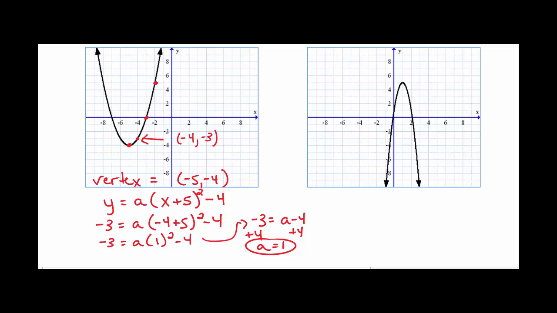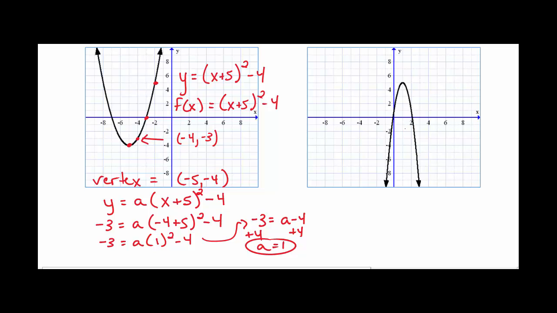So the final equation to this would just be y equals (x plus 5) squared minus 4. Or in function notation, f of x equals (x plus 5) squared minus 4.